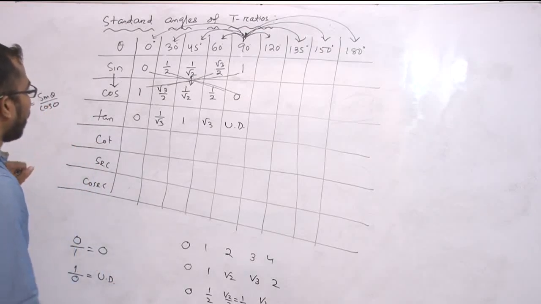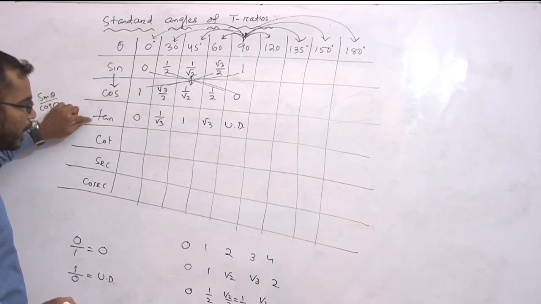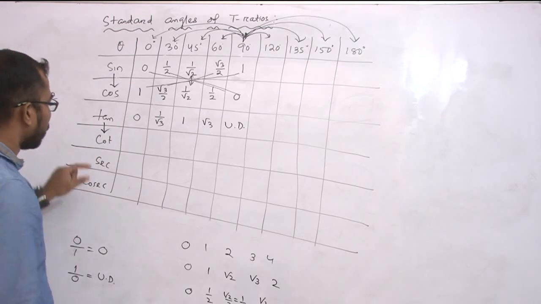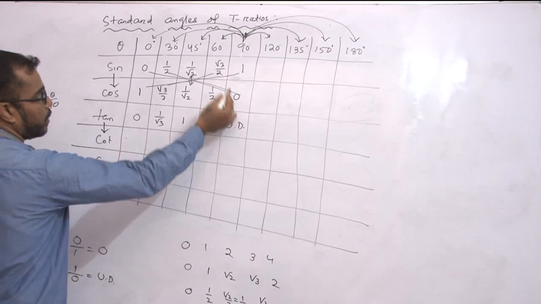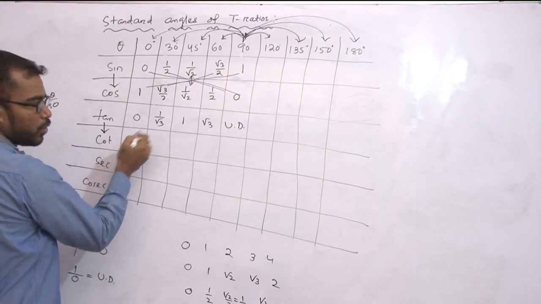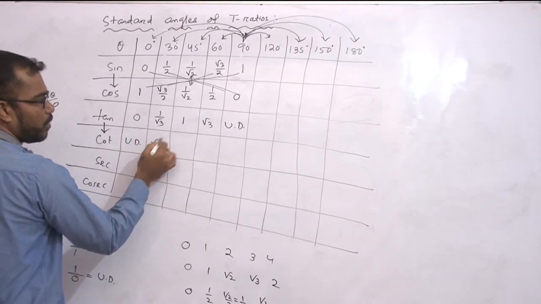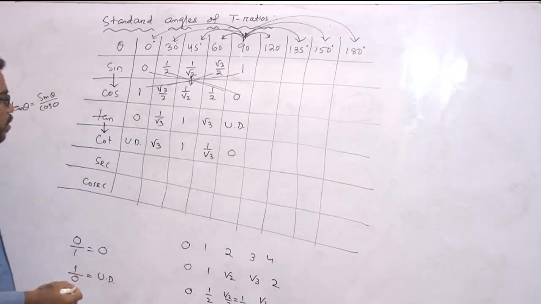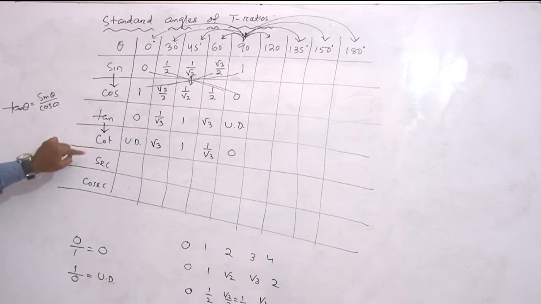So as you know the value of sine, then you can write cos. Similarly, as you know the value of cos, then you can write the values of tan. So here, the values of 90 is also equal to the value of 0 of tan. So, the next value is UD, and then root 3, and then 1, then 1 by root 3, and then 0. So simple. So, if you know the value of cos, then you get the value of tan.